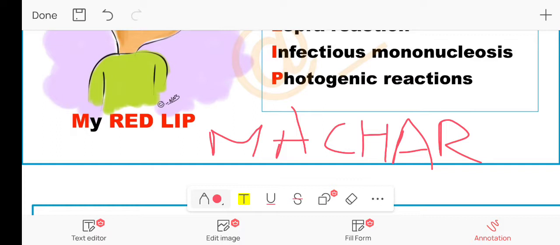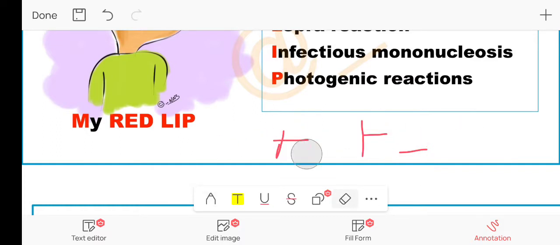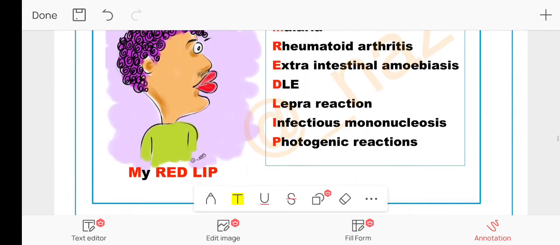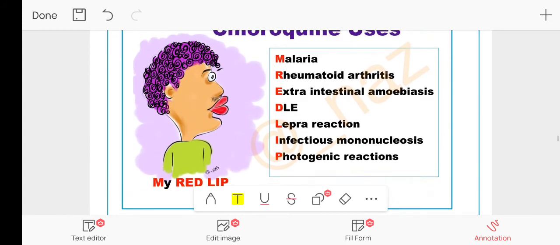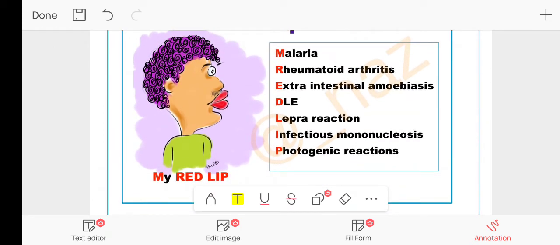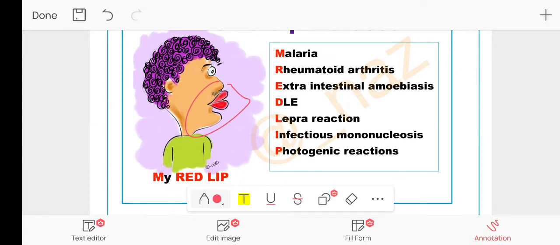Okay, coming to the topic of chloroquine. Let me write chloroquine, and the mnemonic is MY RED LIP. So focus on this diagram, MY RED LIP. M for malaria, so it's a typical anti-malarial drug, but it can also be used for other conditions like amoebiasis and some other conditions. But we should know something about chloroquine.